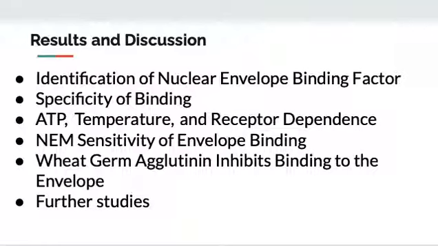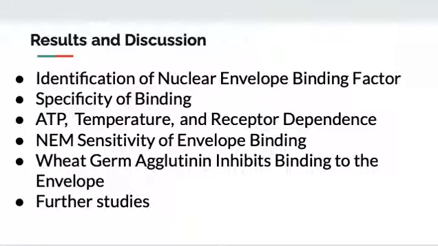NEM sensitivity of envelope binding was also discussed, and with the modification of P97 with NEM, it decreases binding to the pore, but actually the NEM treatment of the NLS receptor does not decrease the binding. When P97 was treated and mixed with the untreated receptor, binding to the envelope decreased by 75%, and when the receptor was treated and mixed with untreated P97, a smaller decrease of only 27% was shown. NEM treatment of both the receptor and P97 reduced binding to the same level as the treatment of just the P97 by itself.